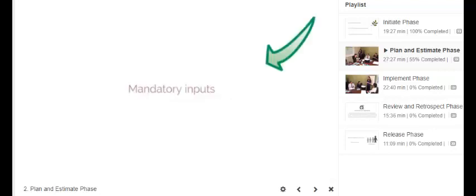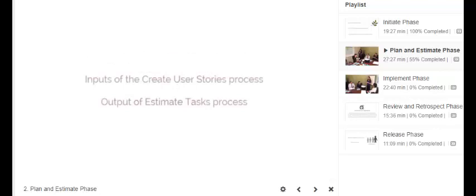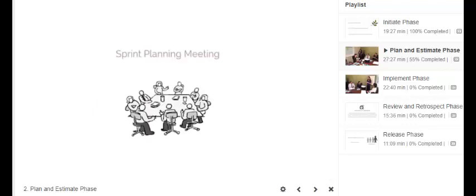The mandatory inputs are Scrum Core Team, Effort Estimated Task List, and Length of Sprint. Please refer to the discussion on the inputs of the Create User Stories process for a better understanding of Scrum Core Team, and refer to the discussion on output of Conduct Release Planning process for a better understanding of Length of Sprint. The mandatory tool for this process is Sprint Planning Meeting.